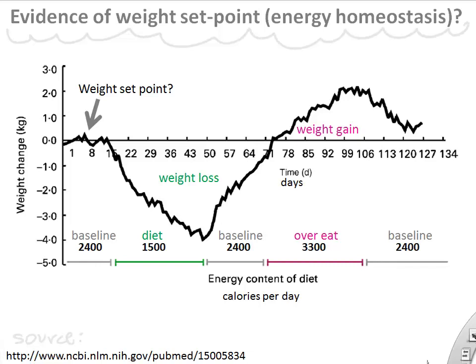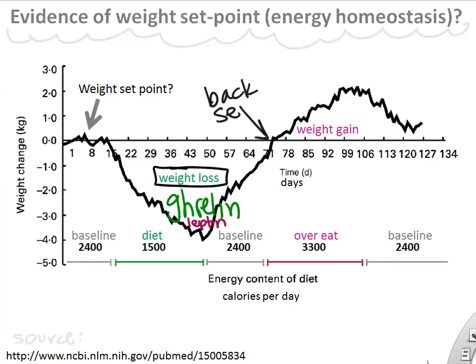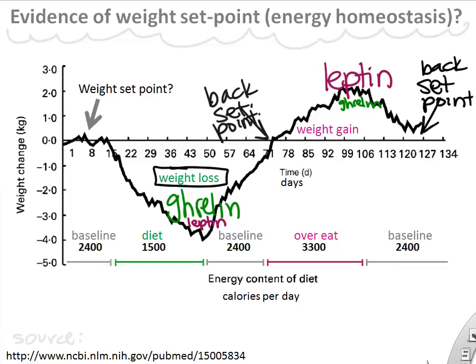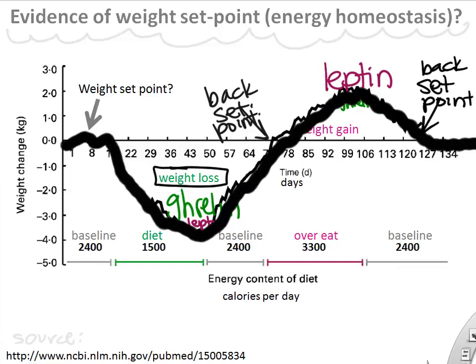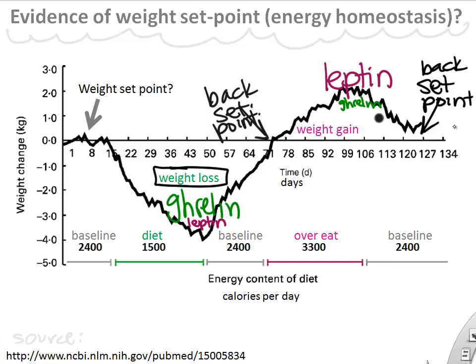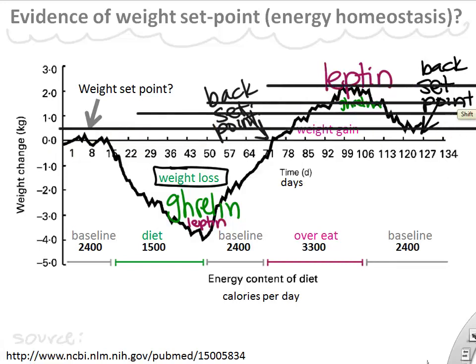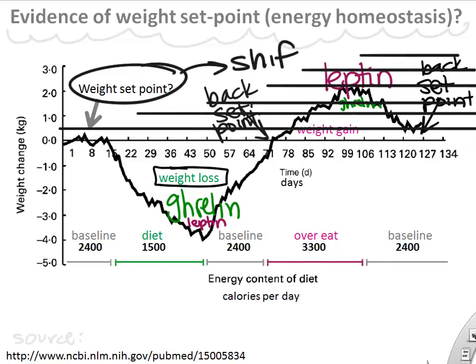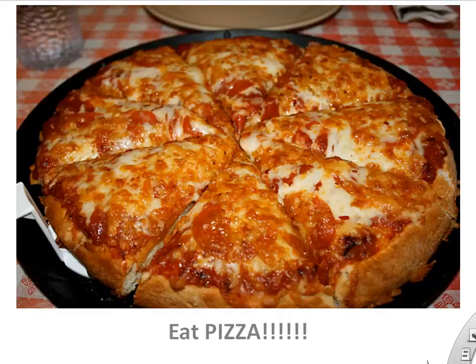So if we look at that study where we looked at the weight loss and weight gain, when we lose weight, ghrelin levels rise and leptin levels go down, which brings us back to our set point. When we gain weight, we have higher leptin and lower ghrelin, which again bring us back down towards our set point. So there seems to be some ability for us to regulate our body weight around a set point. There's also the possibility that over the years our set point shifts upwards, and maybe that's why we continue to gain weight.